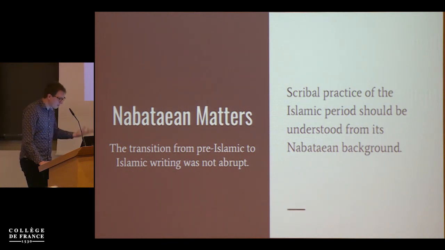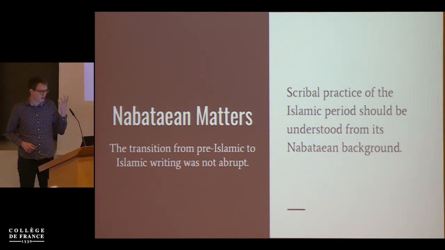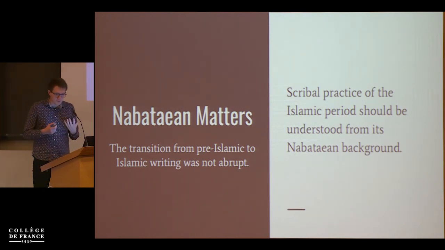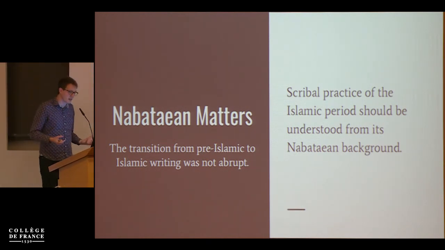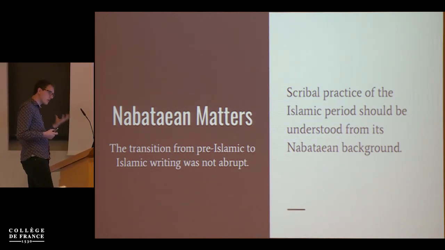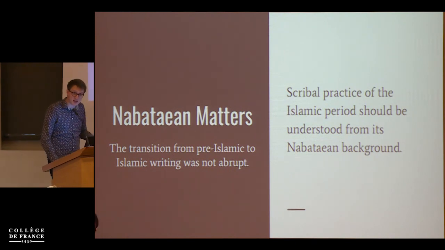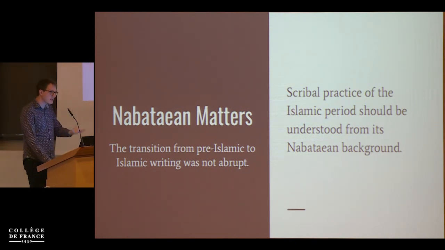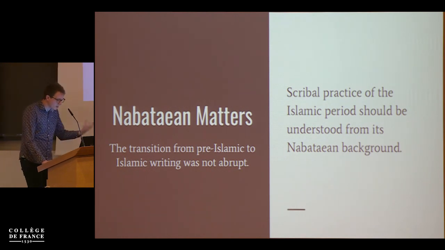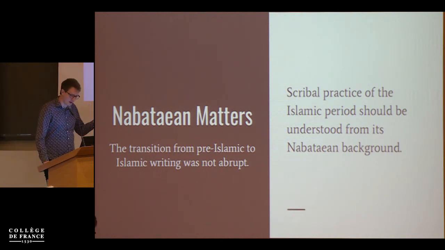So, finally, Nabataean matters. The transition from pre-Islamic to Islamic writing was not abrupt. We cannot just see Arabic script and Arabic writing completely in isolation. And if you actually start paying attention to what the pre-Islamic record looks like and compare it to what we see in Quranic manuscripts, what we see in inscriptions, we actually see it's not this complete abrupt development. We actually see something happening. We see a scribal practice just kind of continue, and we should understand it from that background.